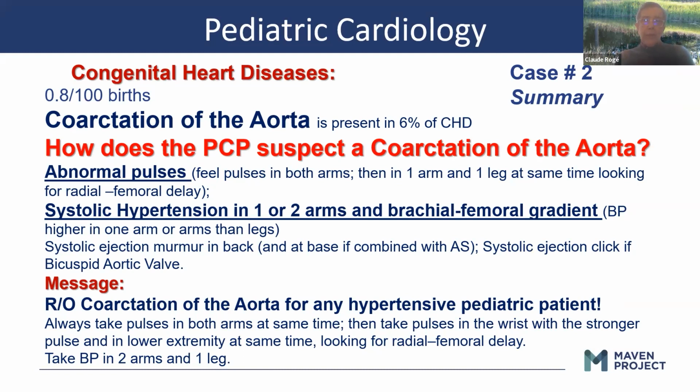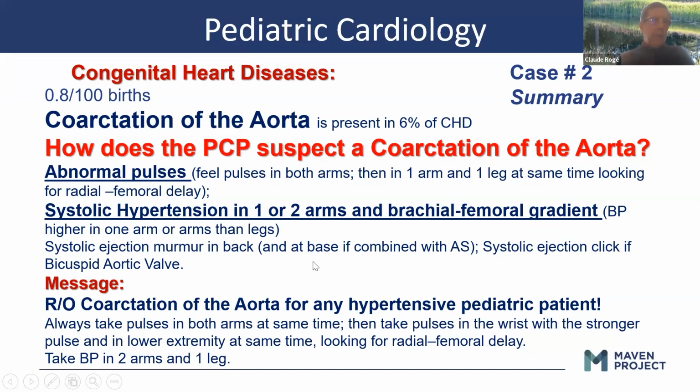Because you have abnormal pulses, okay? So if you remember one thing again from this talk, when you do a physical exam, always feel the pulse in both arms, and then one arm and one leg at the same time, looking for radiofemoral delay, okay? Again, you will have systolic hypertension in one or two arms, and this is one or two arms because some defects are past the left subclavian, so you have only one arm, and usually it's the right arm that's going to be with higher blood pressure. So that's why it's important to take in both arms, okay?